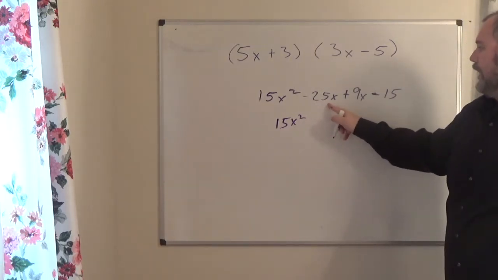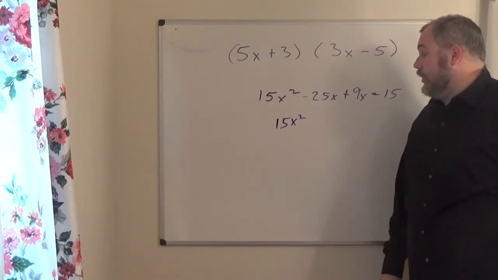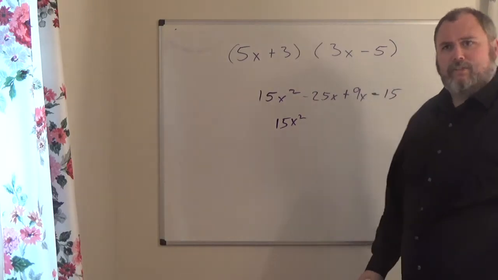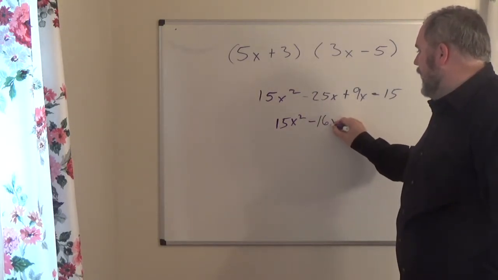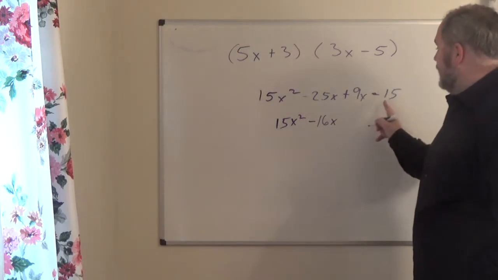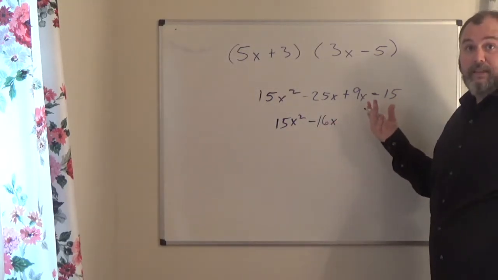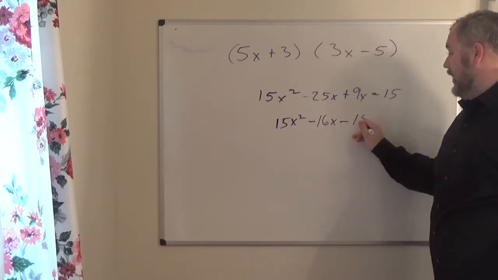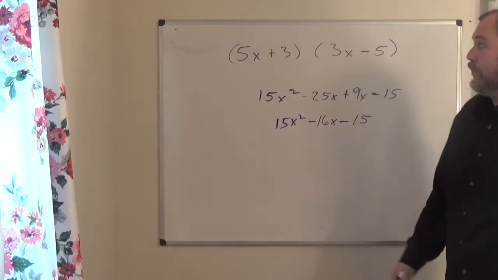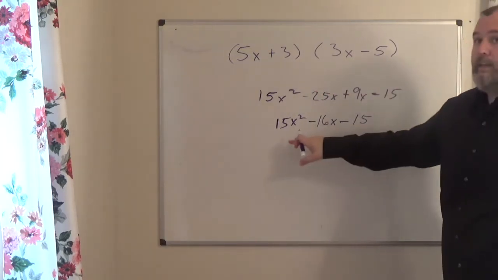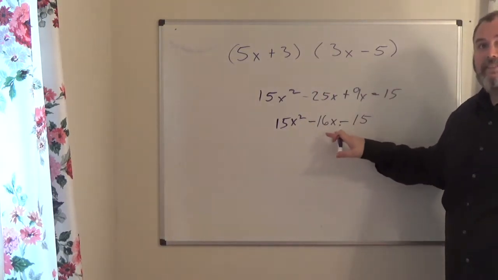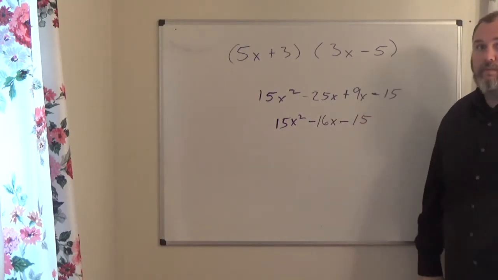Well, minus 25x plus 9x, that's going to give me minus 16x. Double check. Yes, minus 16x. And then lastly, since there's nothing for me to combine the minus 15 with, I'm just going to write down minus 15. So 5x plus 3 times 3x minus 5 gives you 15x squared minus 16x minus 15.